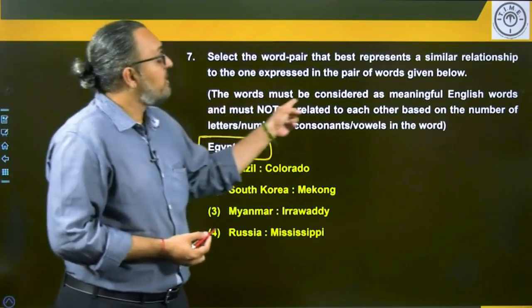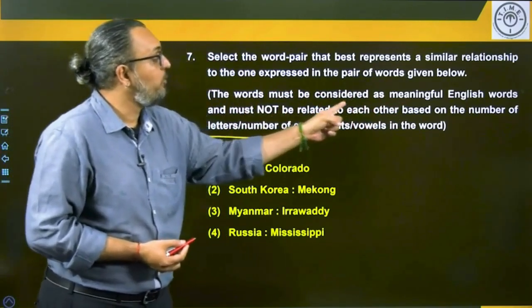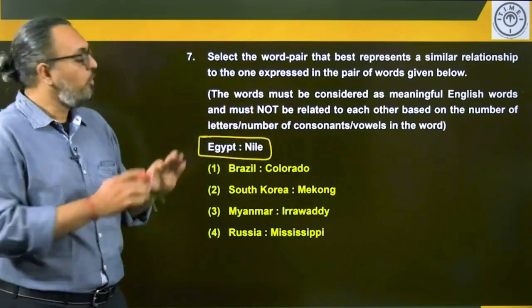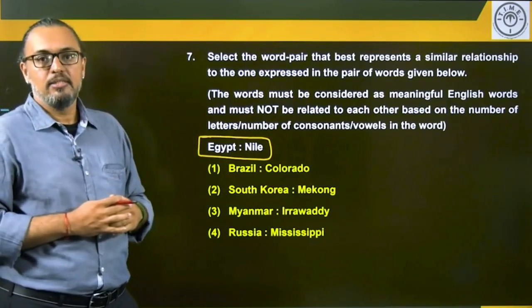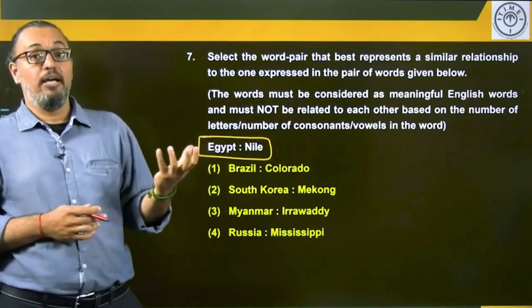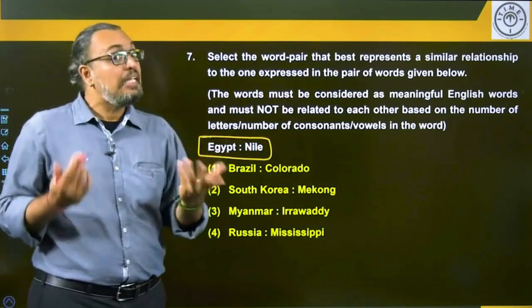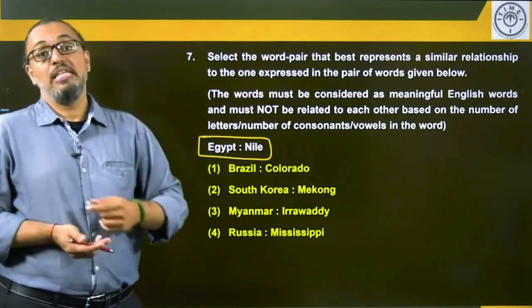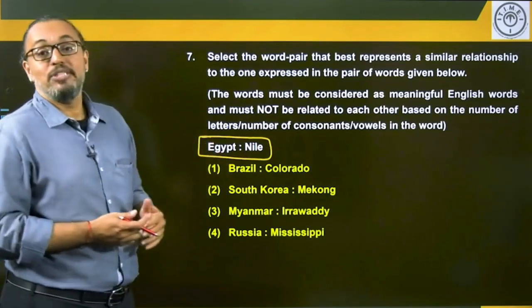Okay, it says the words must be considered as meaningful English words and must not be related to each other based on the number of letters or number of consonants or vowels in the word. You should not consider them as individual letters or vowels or consonants. It is a word. As a meaningful word only, we have to consider it. Now, Nile. Nile is a river that flows across Egypt. Correct? So now we need to see which is that.